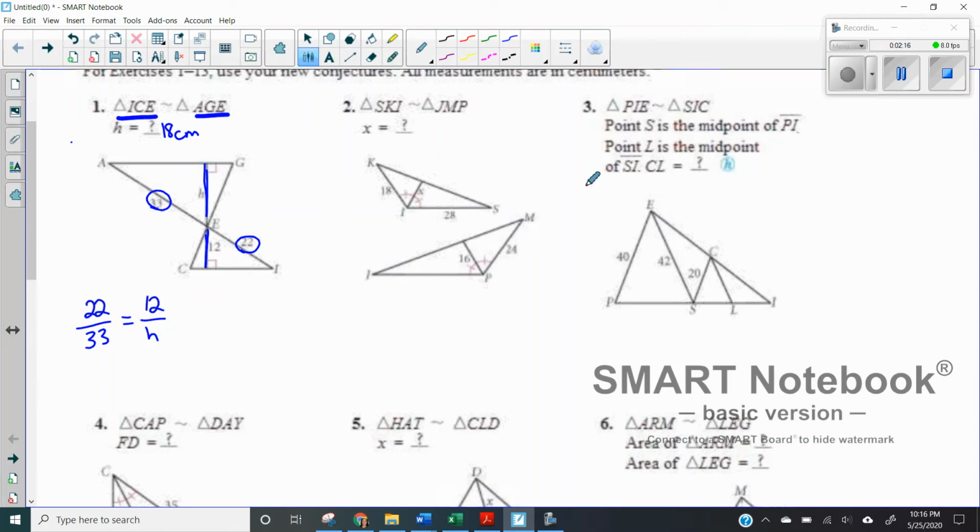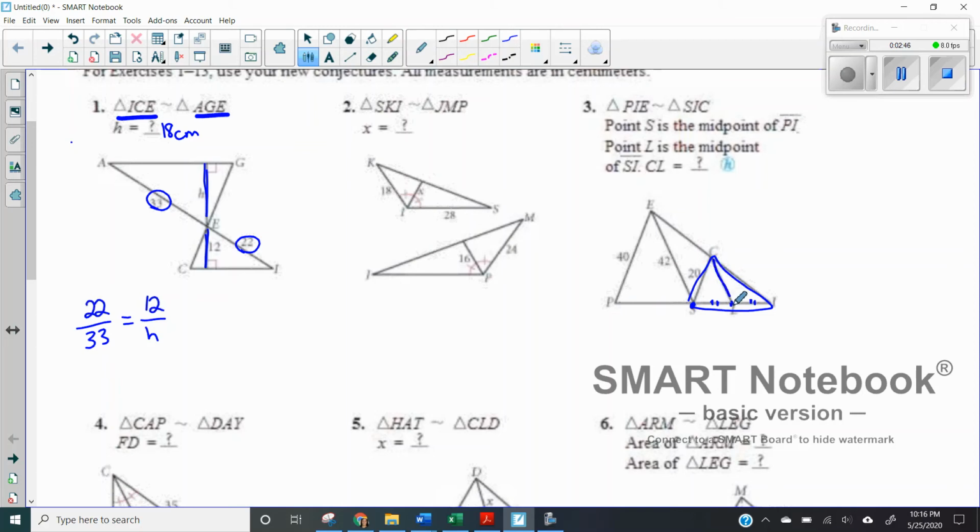Number 3, triangle PIE. So the whole big thing is similar to SIC, just this little guy here. S is the midpoint of PI. Okay, so S is the midpoint of the big triangle. L is the midpoint of this little triangle. So let me mark this way. It's a little harder to mark this full length because it's broken up into pieces. So what we're looking for is CL.